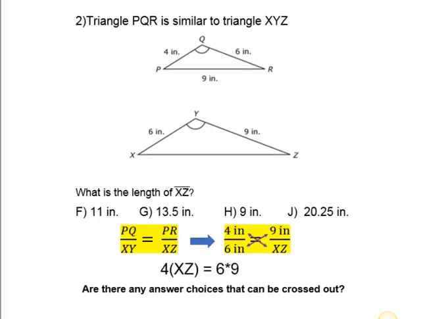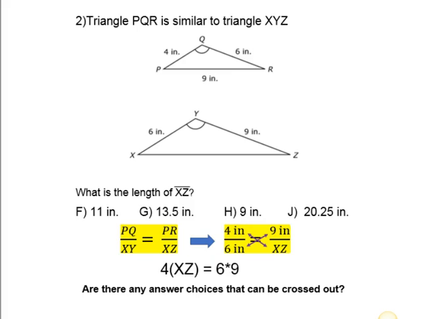Now that we know that information, let's set up how we would solve this and see if there are any answer choices we can cross out. So we are going to use, for our example, PQ over XY. We could have also used QR over YZ because both of those sides have their lengths, and we could have set up a ratio to find that missing length XZ, but we chose PQ over XY for our example, and that's equal to PR over XZ.